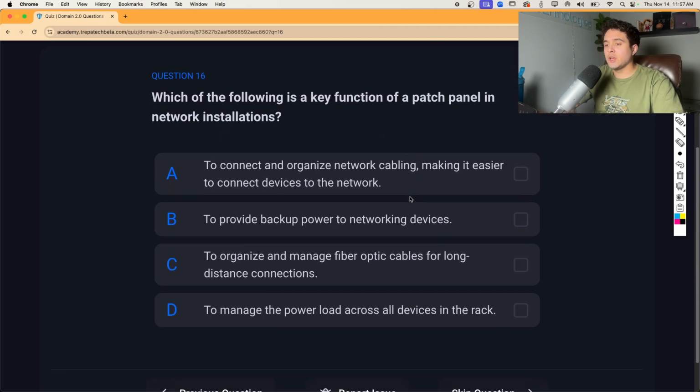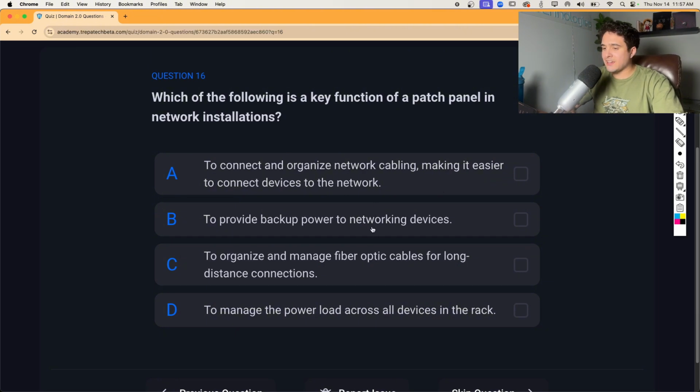Question 16. Which of the following is a key function of a patch panel in network installation? So patch panels, switch. So imagine a data center. You have your switches, and then you have your patch panel. That's going to allow you to patch your switches to a panel that then maybe runs from an IDF to MDF or into your wall jacks. So let's look at our questions here and see what's most accurate. To connect and organize network cabling, making it easier to connect devices to the network.